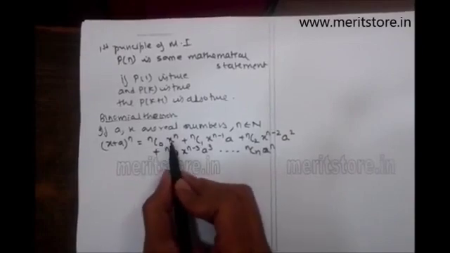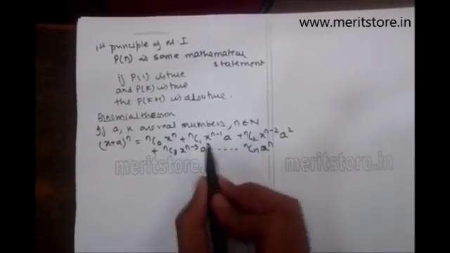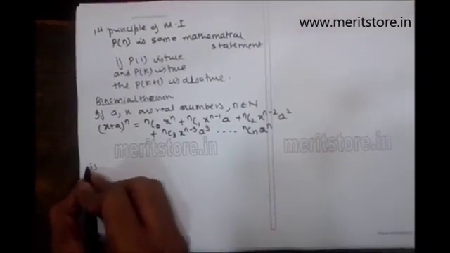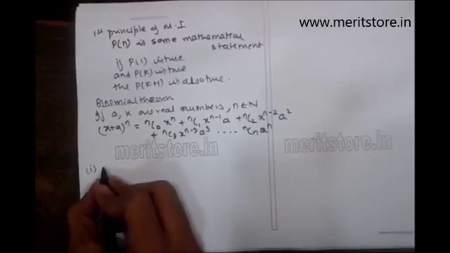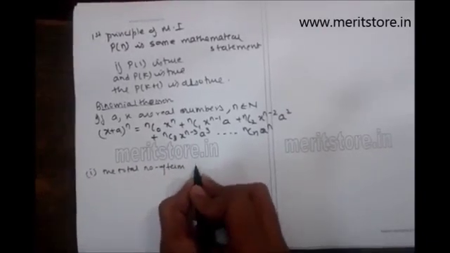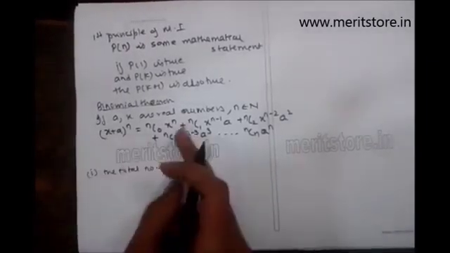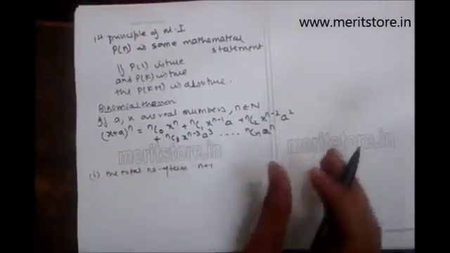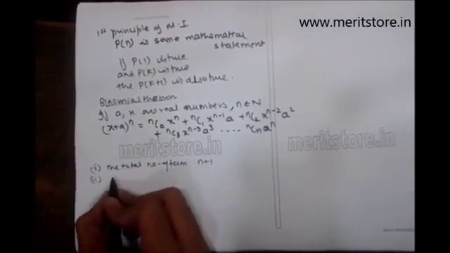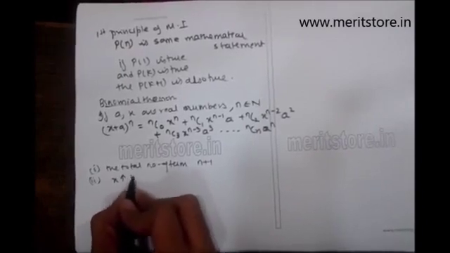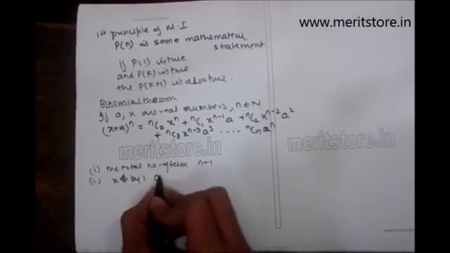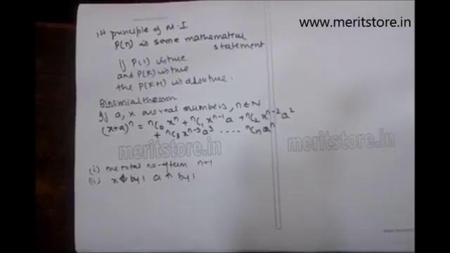Now if you see over here, the power of x is going on decreasing and the power of a is going on increasing. Now there are four important points here to note down. The first one being the total number of terms is n plus 1. So this expansion has n plus 1 terms in it. The second point here would be, if x goes on decreasing by 1, a goes on increasing by 1.